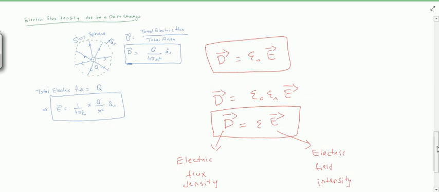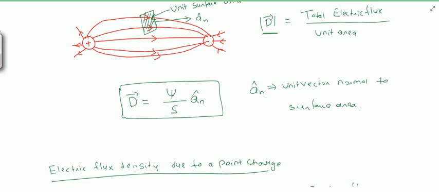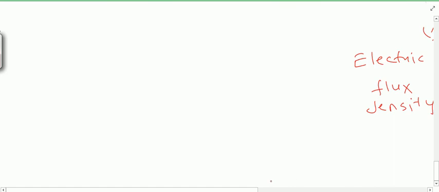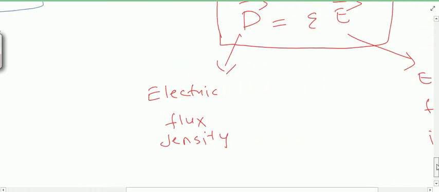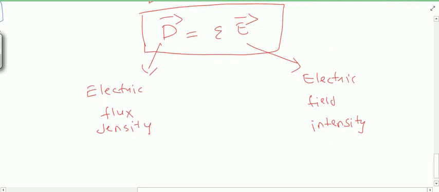Okay. Now that is the relation. Now one more thing here, we have to see the unit of D. So D, what was D? It was electric flux per unit area. So what was the unit of electric flux? Coulomb. And what was the unit of surface area? Meter square. So the D vector, or the electric flux density, unit will be coulomb per meter square. Units are important, that's why I have told you that the electric flux density unit will be coulomb per meter square. And we have seen the relation between the electric flux density and electric field intensity. It is D is equal to epsilon E.